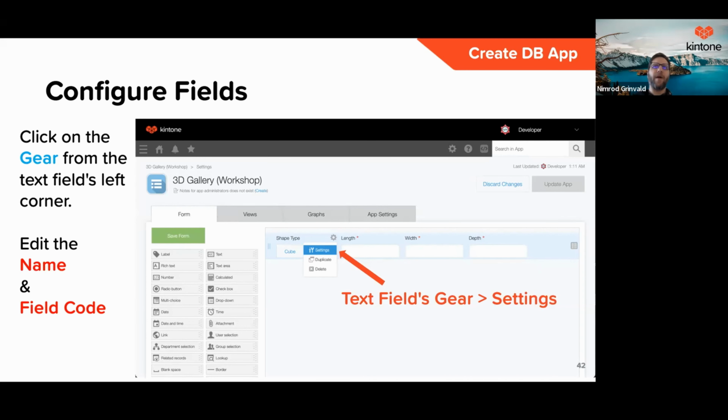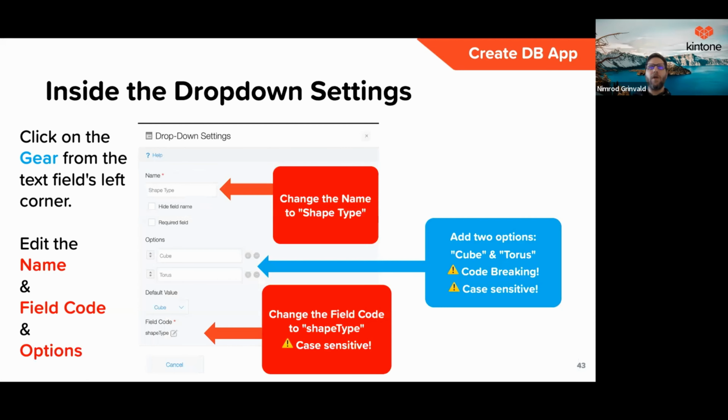We do that by hovering over the field, and then there's a gear wheel at the top right of each field that we hover over. Hovering over that gear wheel will drop a context menu. And what we're going to do is click on settings. When we do that, we'll then be taken to a settings window for each field. And we're going to start with the drop-down field.